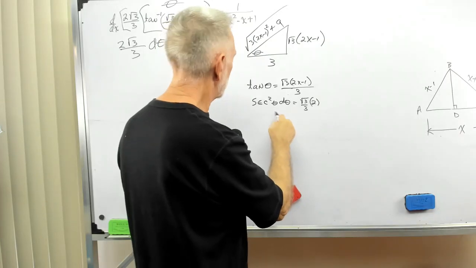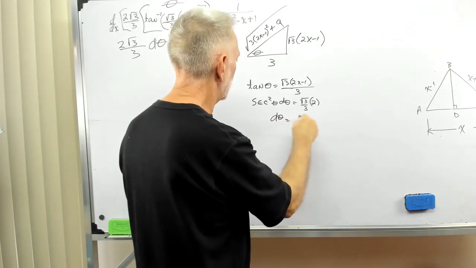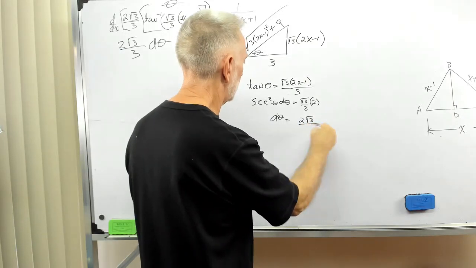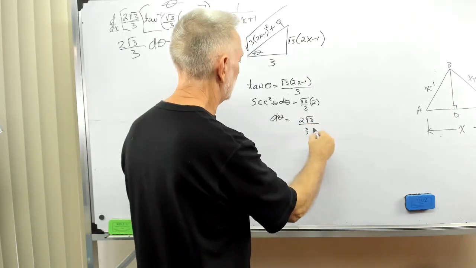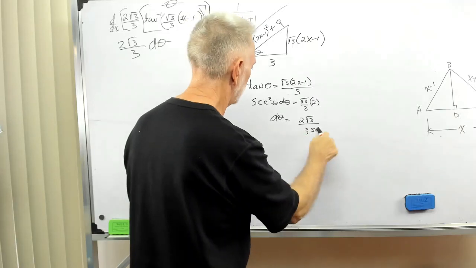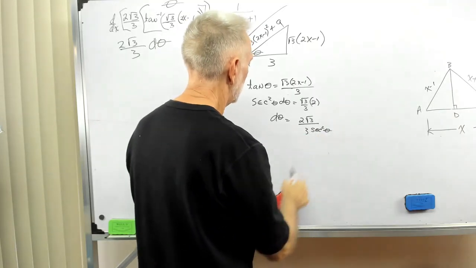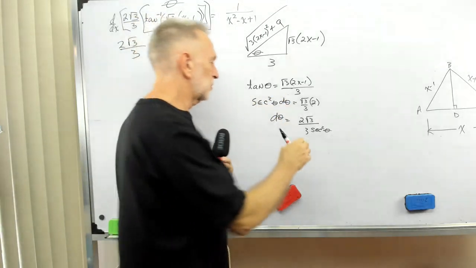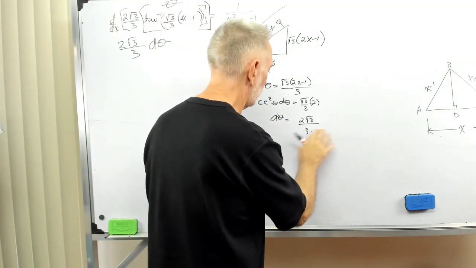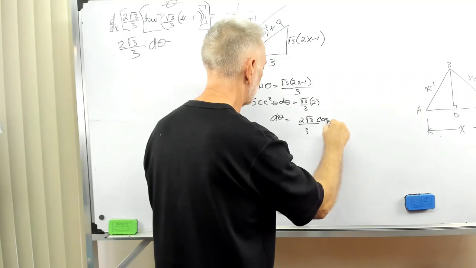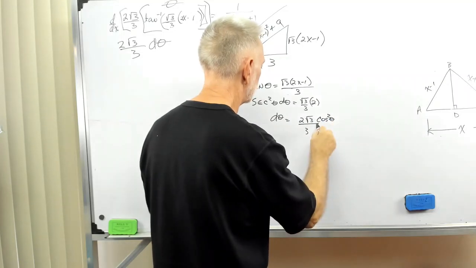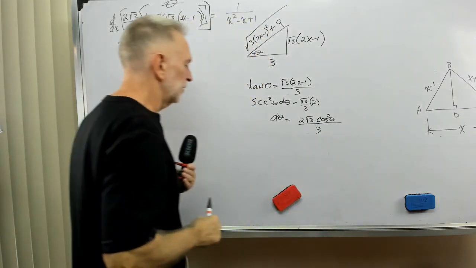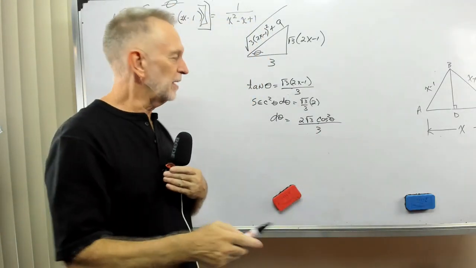All right, so d theta then is 2, I'll bring this 2 over, 2 square root 3 over 3 divided by secant squared theta. But secant squared is what? 1 over secant is cosine, so I have cosine squared, all over 3. Well, you may be thinking, but not yet.